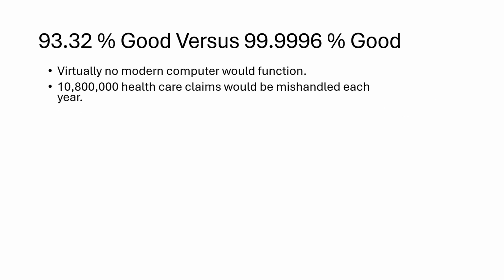Let's look at 93.32% good versus 99.9996% good. Virtually no modern computer would function. 10,800,000 health care claims would be mishandled each year. 18,900 savings bonds would be lost every month.